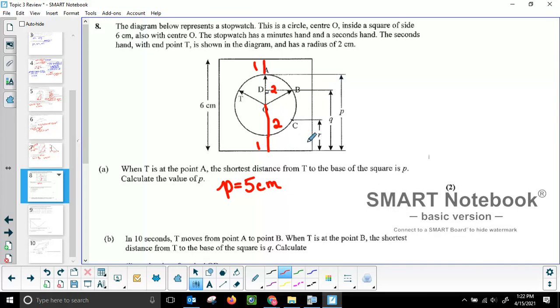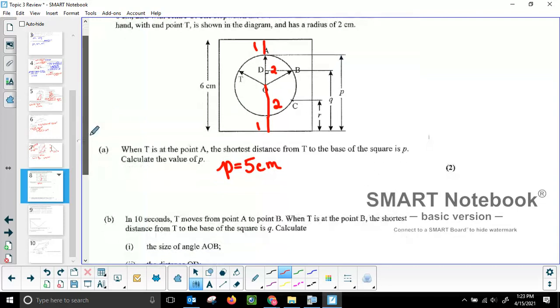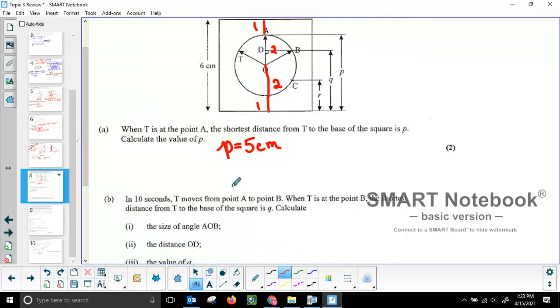Fair enough. Pretty straightforward there. All right. So in 10 seconds, T moves from point A to point B. The shortest distance from T to the base of the square is Q. So first, calculate the size of angle AOB.